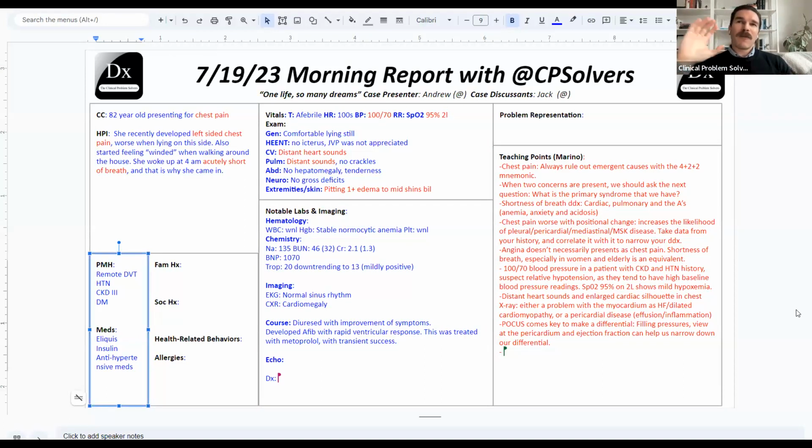From a base rate perspective, I'm going to say that we're dealing with probably a reduced EF, exactly as you were saying, Andrew, heart failure and HFpEF. But I think the possibility of a pericardial process is quite high, given some of these pieces of data that we have in terms of the positional component of the pain, and that very, very enlarged cardiac silhouette on chest X-ray. And the fact that diuresis may have challenged her cardiac output in a way that she wasn't able to continue to compensate for.